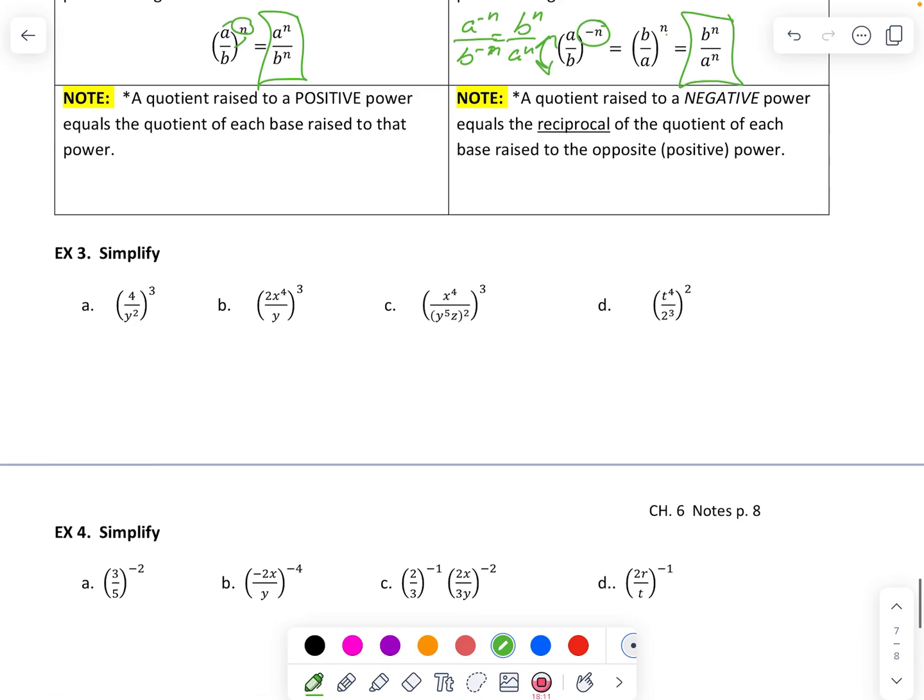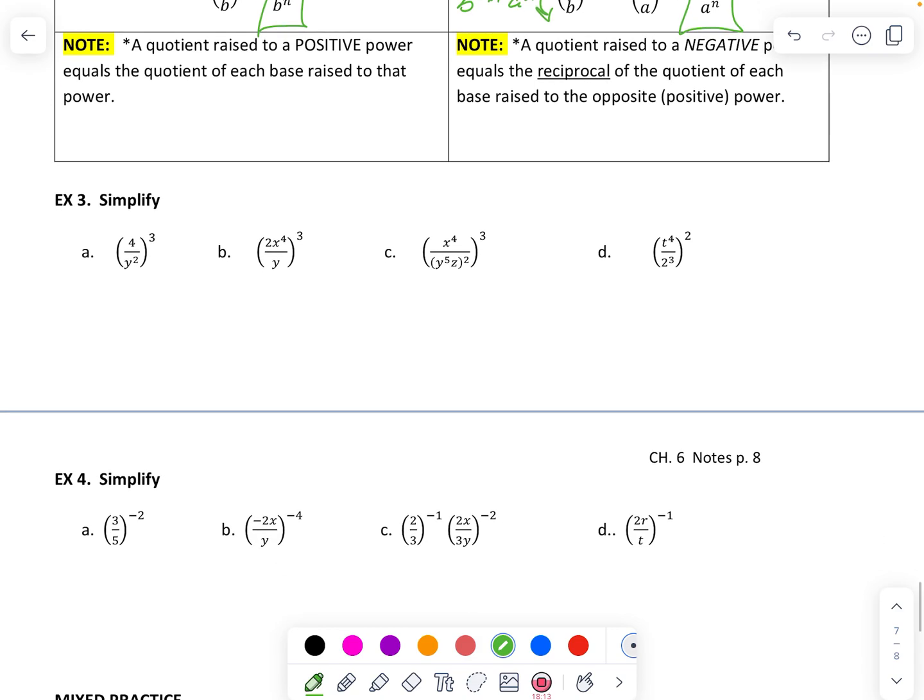So let's take a look at some of these examples. So this is going to be 4 to the 3rd over y to the 6th. Now 4 to the 3rd is 64, so our final answer could be 64 over y to the 6th. This one is going to be 2 to the 3rd, x to the 12th over y to the 3rd. Or in other words, 8x to the 12th over y to the 3rd.